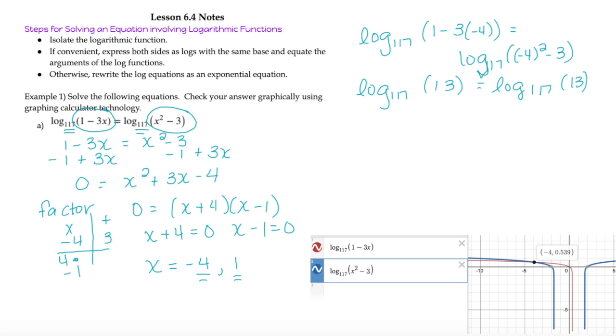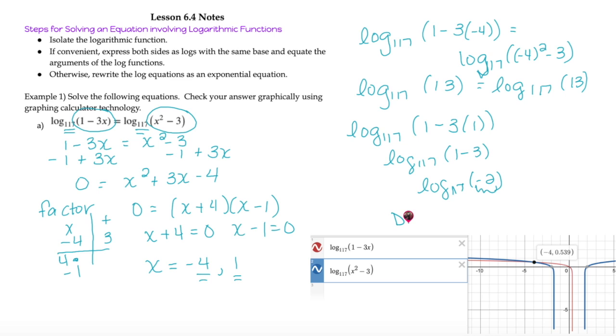However, when I substitute 1 in, we're going to end up with a problem. We're going to have 1 minus 3 times 1. And when I simplify this, we'll have 1 minus 3, or log base 117 of -2. -2 is not in our domain. Our domain of logarithms is from 0 to infinity, and -2 is not in the domain. So 1 can't possibly work because it's not in our domain.